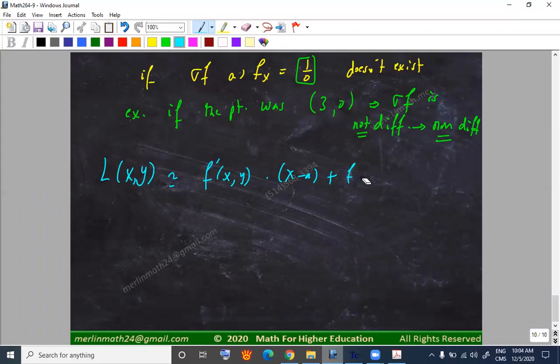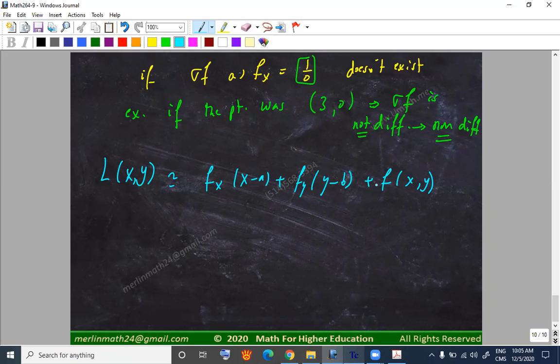Let me write it properly. So this is when it is in the plane, but we are talking about partials. L(x, y) would be fx times (x minus a) plus fy times (y minus b) plus f of (a, b). That's it. This is the relation. You can refer to the theorem, and this is the formula that you want to write. Do you agree? It's exactly the equation of the tangent plane.